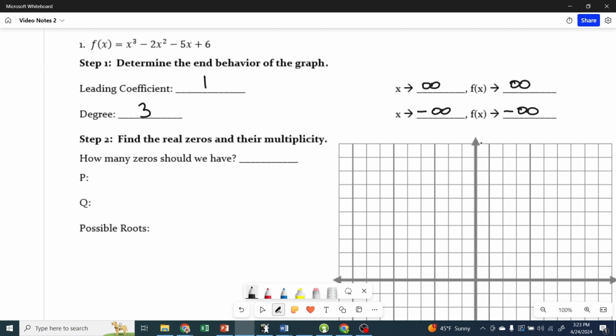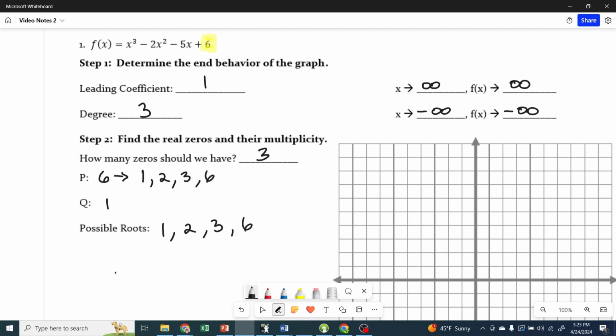So next we want to find the zeros. So we have 3 zeros because this is a third degree polynomial. Our p-value, again, is the value of the constant. It's 6, right? So we're going to factor 6. The factors of 6 are 1, 2, 3, and 6. Q is equal to 1. So all our possible roots are 1, 2, 3, and 6.